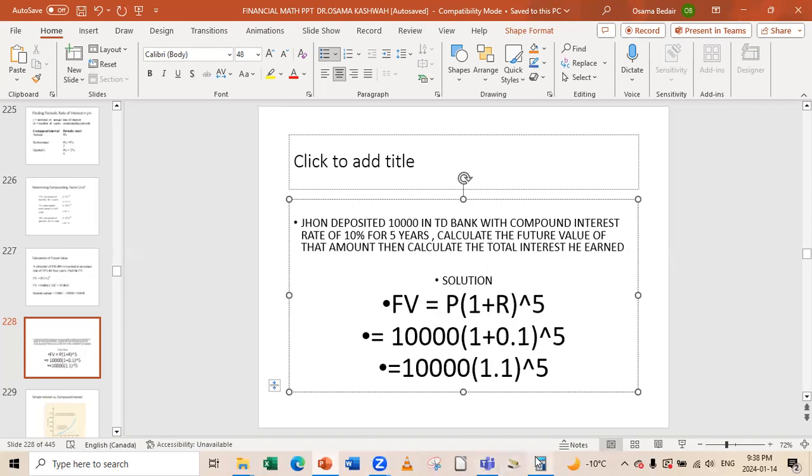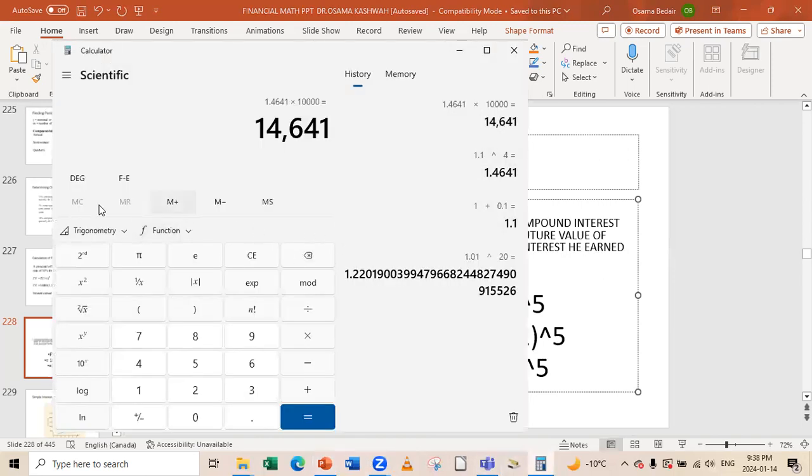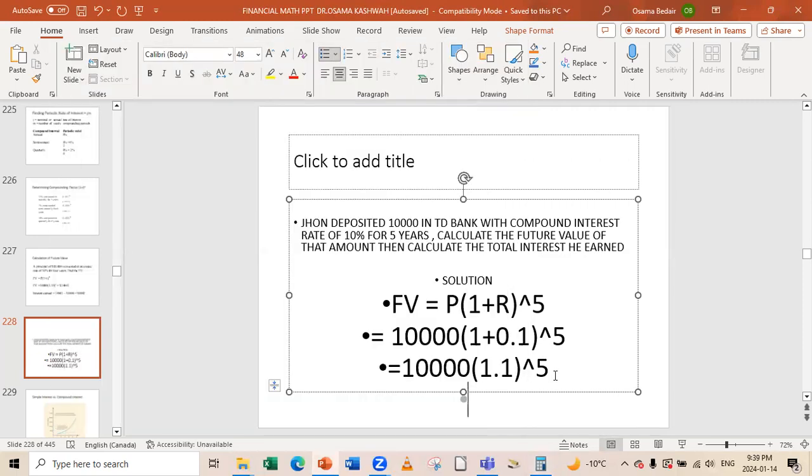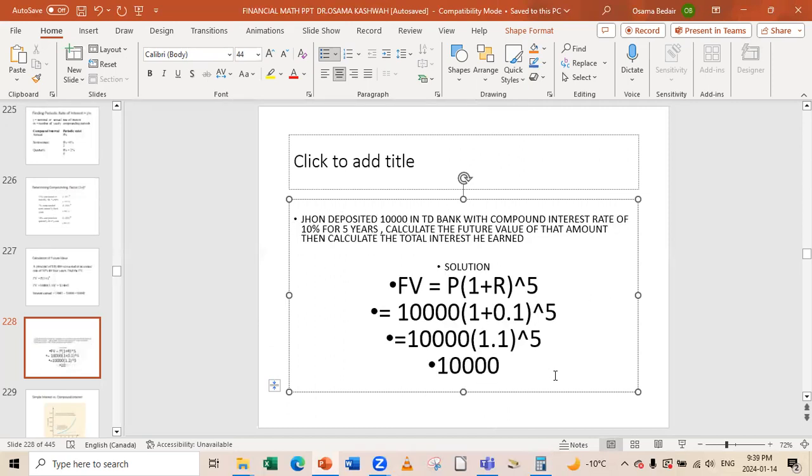Here I will get my own calculator and just go for the C. See here, I would say 1.1 power xy, 5 years. How much will it equal? This is the amount. Then I will take this amount, copy, and put it here right now. It will equal 10,000 multiplied by the output which I get from the calculations.